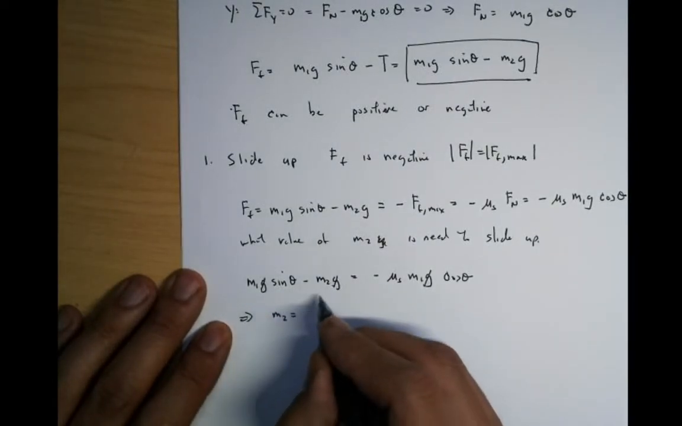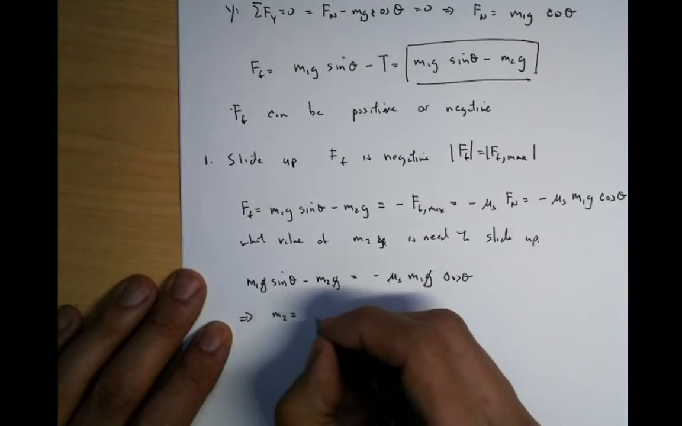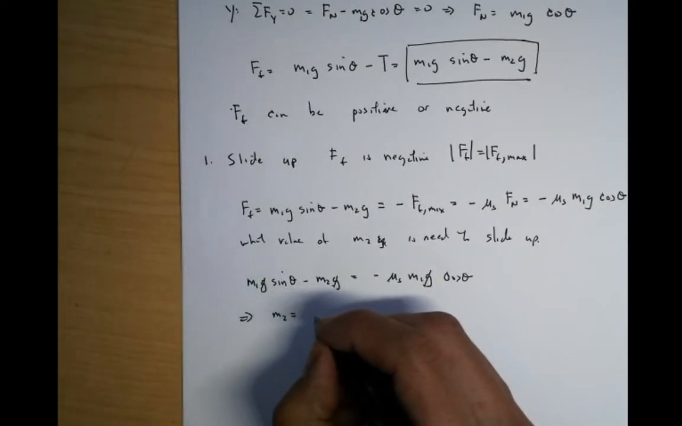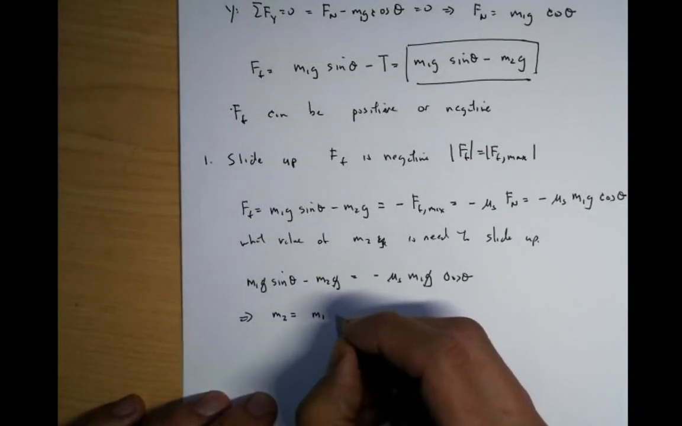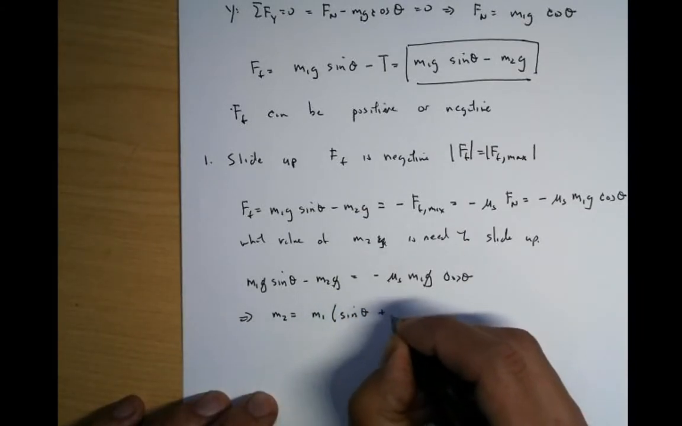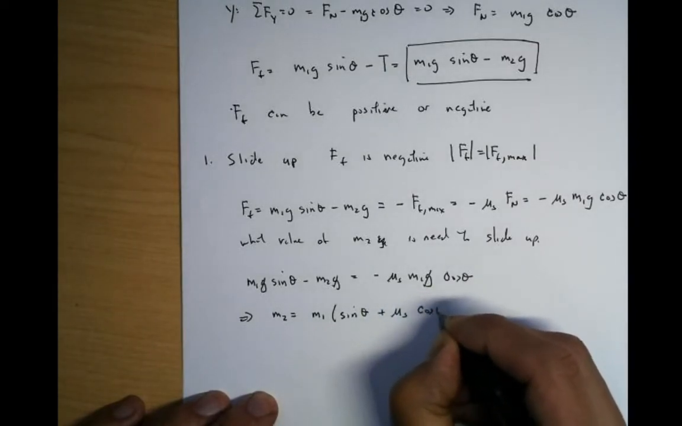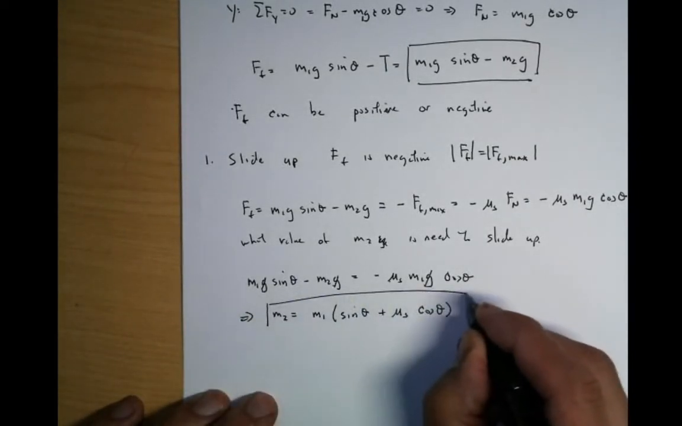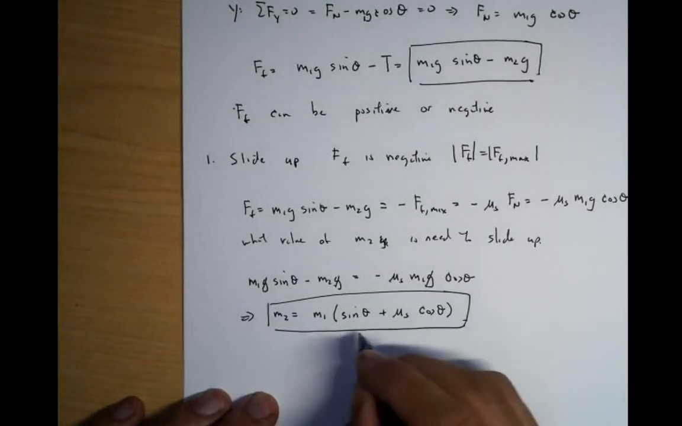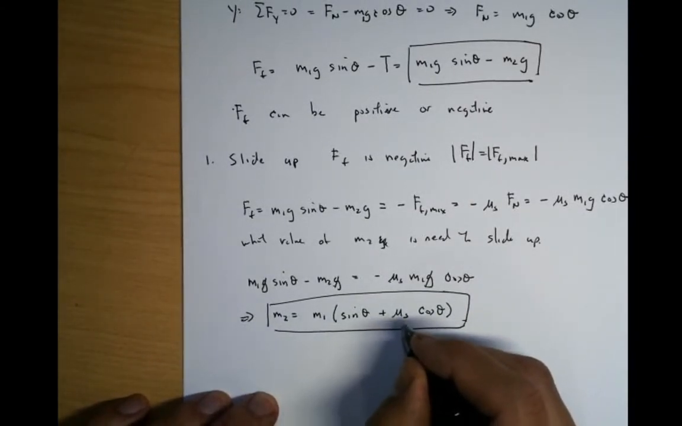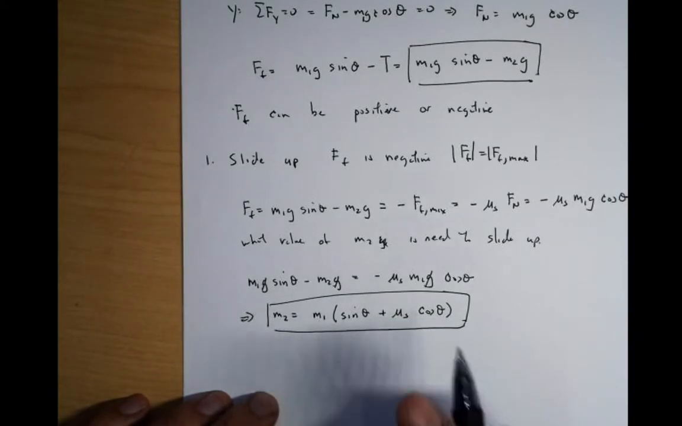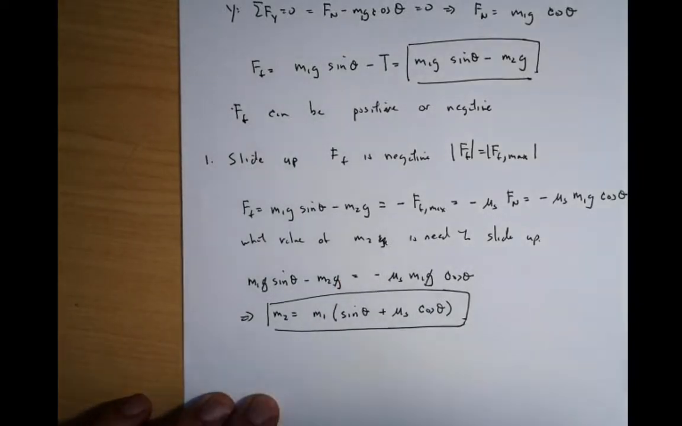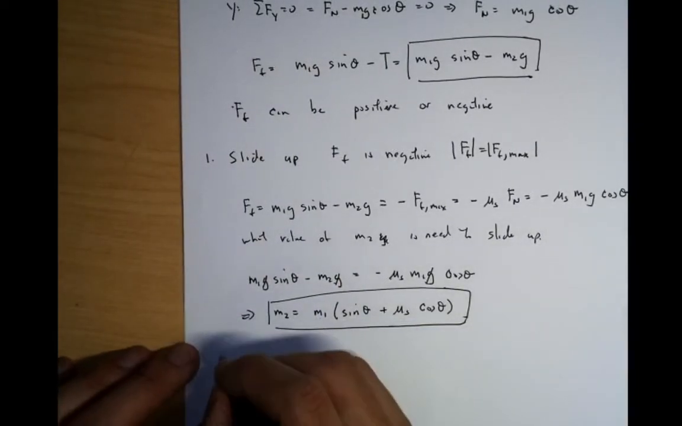m2 is equal to, bring this side, bring that side, so what we end up getting is m1 sine theta plus mu sub s cosine theta. And so given some angle and some mu sub s, and m1, I can determine what m2 has to be for this object to slide up, right? And we did this experiment in class and we showed that it more or less worked.